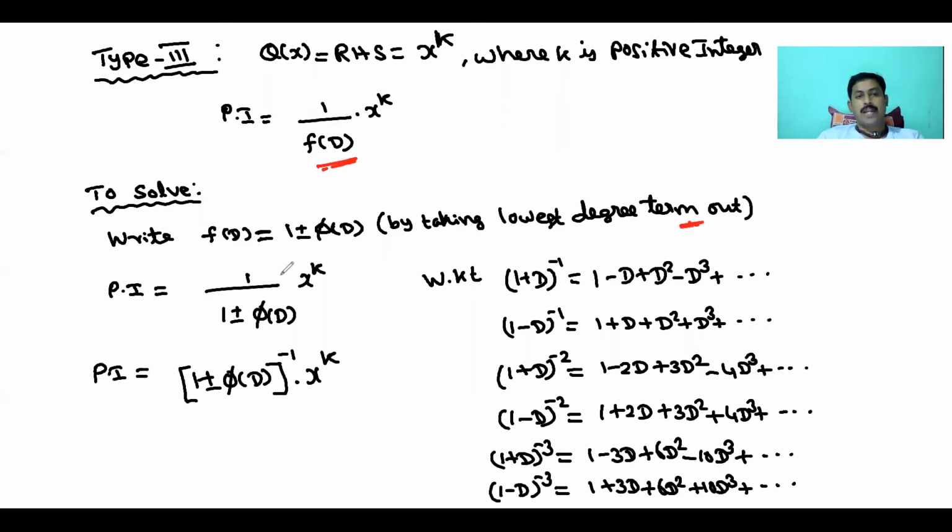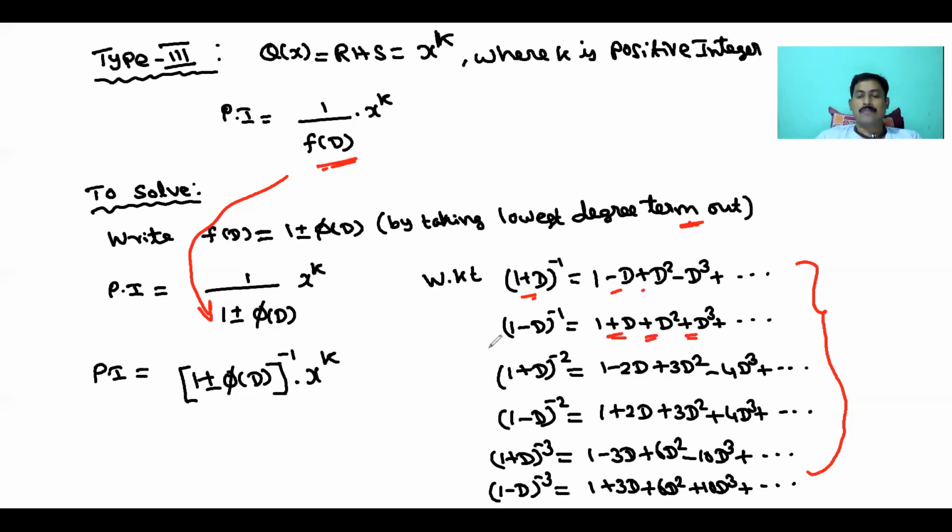PI can be written as 1 by f of D, that is 1 plus or minus phi of D, into x power k. Then we take the denominator to the numerator and write it as 1 plus or minus phi of D the whole inverse into x power k. We know that 1 plus D the whole inverse equals 1 minus D plus D square minus D cube plus etc. Plus means here alternate plus and minus. If it is negative, all the terms are positive.